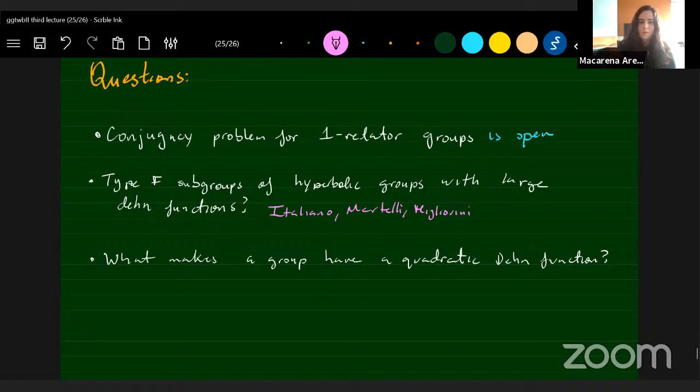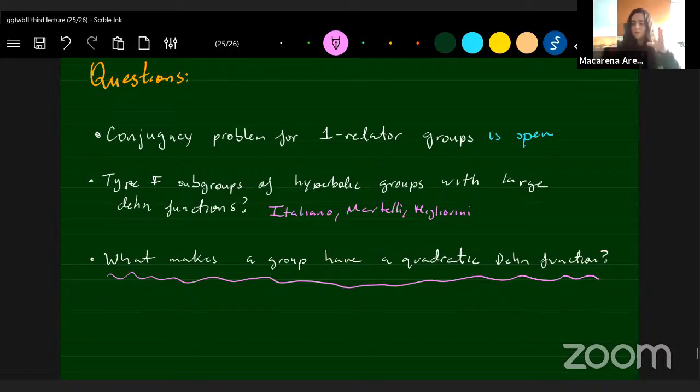And again, the question that we have been asking the whole mini course is what makes a group have a quadratic isoperimetric function, a quadratic Dehn function. This is still quite mysterious, and it's not very clear how to unify this property for groups.